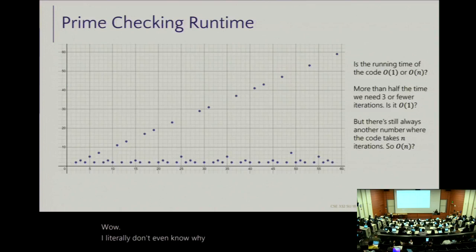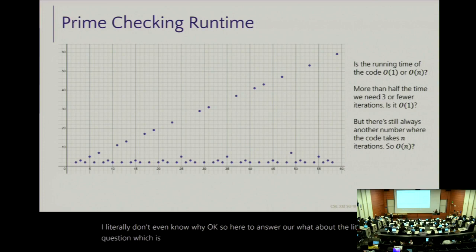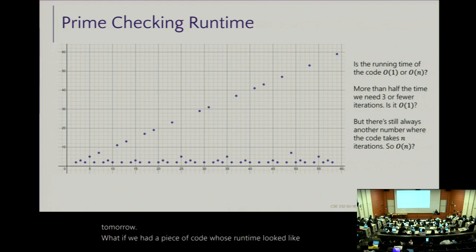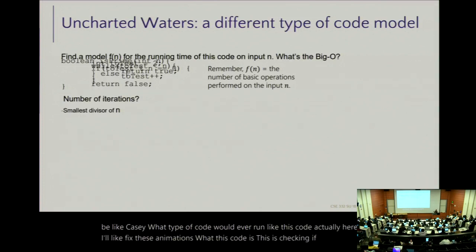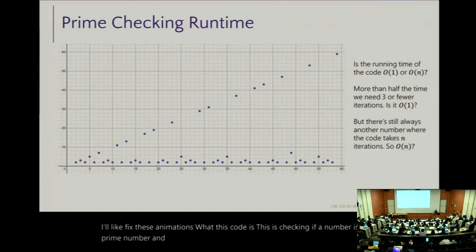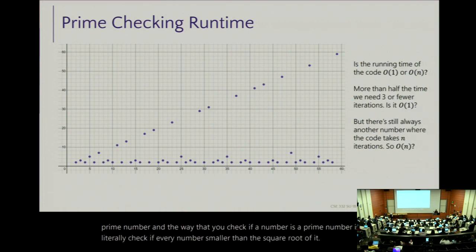Okay, so here to answer our what about the little o question, which we have to get through before you go to section tomorrow. What if we had a piece of code whose runtime looked like this? And you might be like, Casey, what type of code would ever run like this? This code actually here, but I'll fix these animations. This code is checking if a number is a prime number. And the way that you check if a number is a prime number is you literally check if every number smaller than the square root of it fits into it.